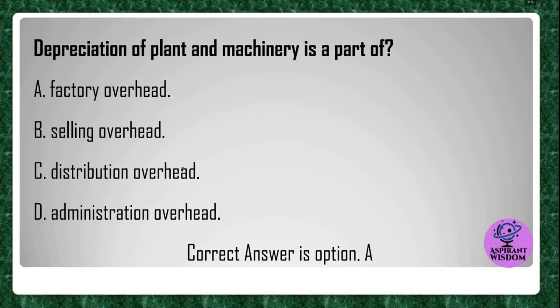Depreciation of plant and machinery is a part of A. Factory overhead, B. Selling overhead, C. Distribution overhead, D. Administration overhead. Correct answer is option A.